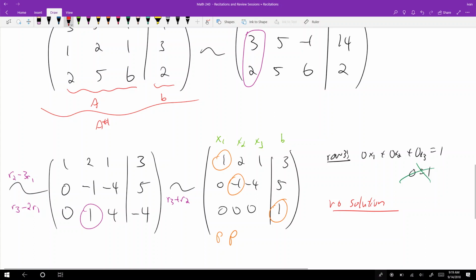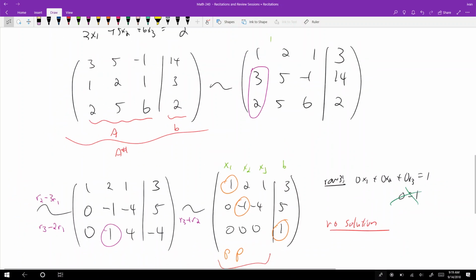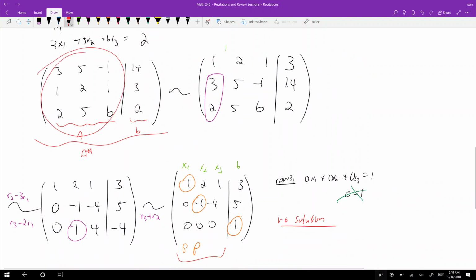It's 2, right? Because remember, A is this guy. A started out being this thing, but to find the rank, we had to reduce it to expose the pivots anyways, right? So rank A is 2, but what's the rank of the augmented matrix? It's 3, right? Because I got a pivot in the bottom right.